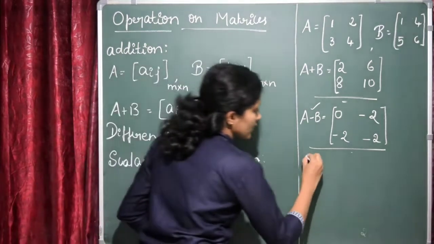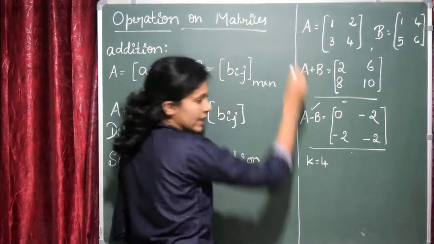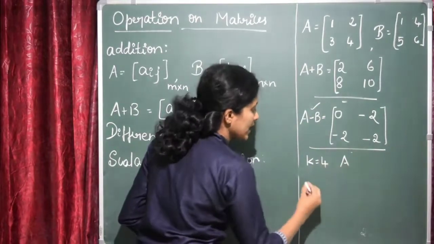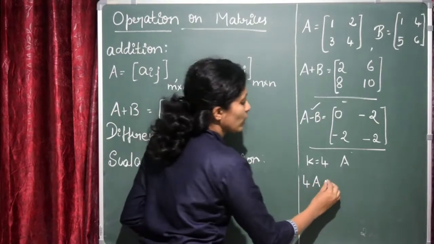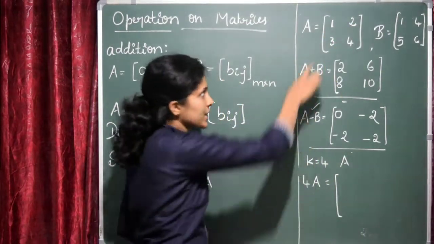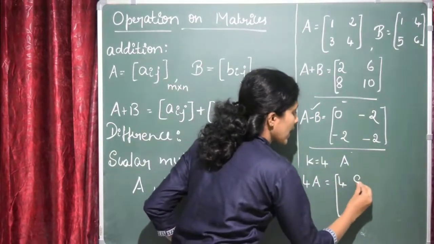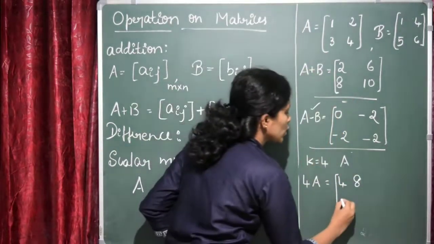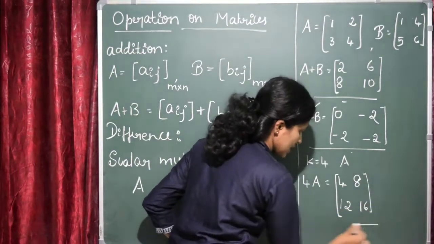You have to multiply all the elements of A by K. If I consider one example, K is equal to 4 and A is the matrix. Here I need the value of 4A. Here 4 is the constant, right? For 4A, what you have to do is multiply every element of A by 4. That is, 4 times 1 is 4, 4 times 2 is 8, 4 times 3 is 12, and 4 times 4 is 16. Clear? So this is 4A.